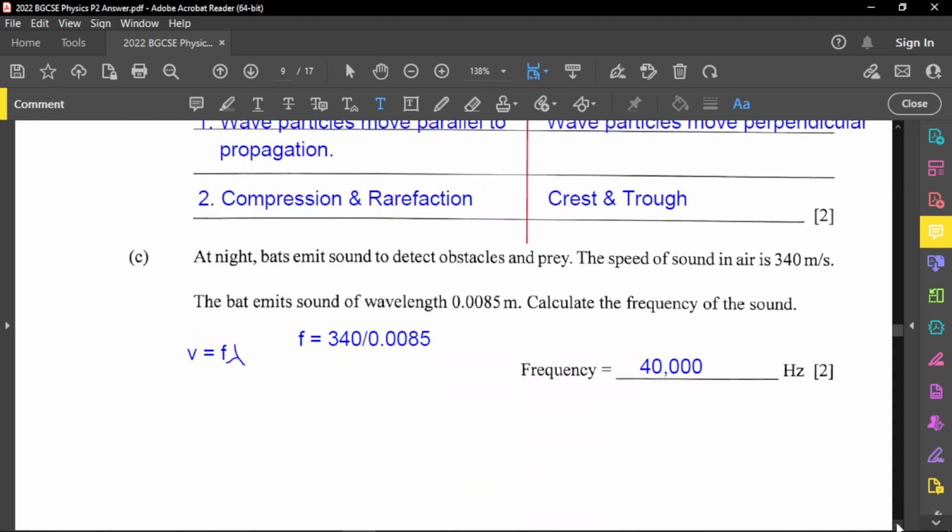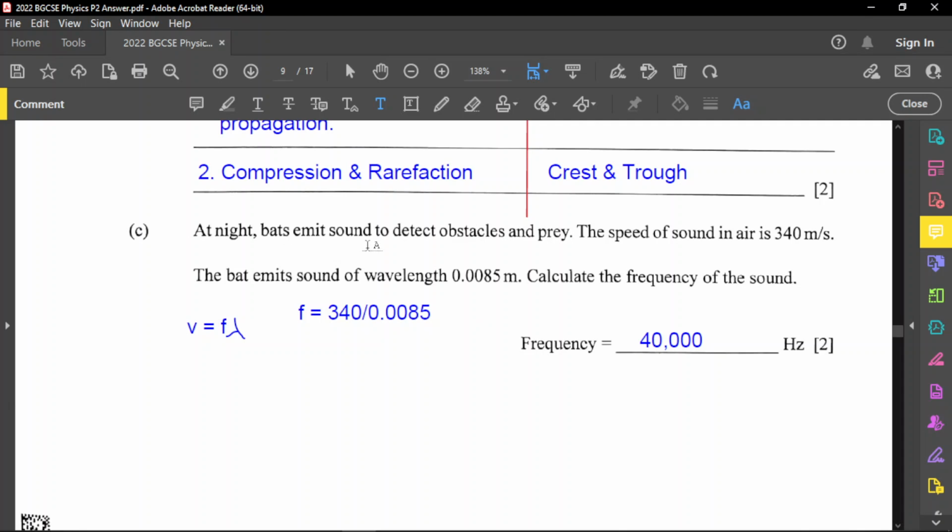Now for part C, it's at night, bats emit sound to detect obstacles and prey, and they do this by a process called echolocation. The speed of sound in air is 340 meters per second. The bat emits sound of wavelength 0.0085 meters. Calculate the frequency of the sound. And so the speed of sound is equal to frequency times wavelength. So therefore, frequency is equal to speed divided by wavelength. All right, and so here we're going to have 340 divided by 0.0085, and so we get here 40,000 hertz.